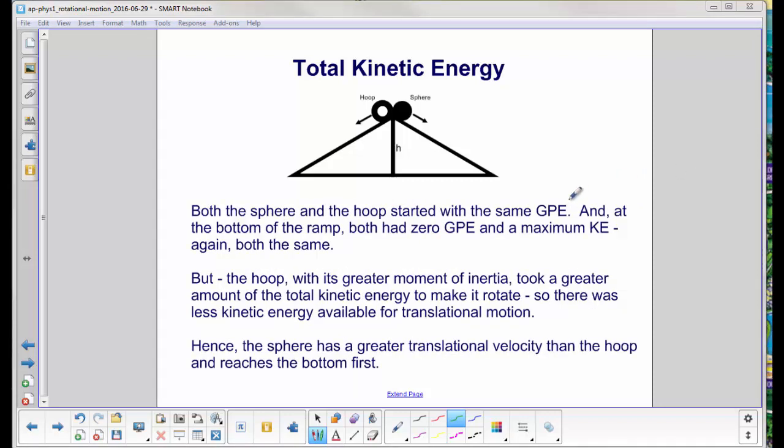Both objects started with the same gravitational potential energy. And at the bottom of the ramp, both had zero gravitational potential energy and a maximum total kinetic energy. Both the same again. However, the hoop has a greater moment of inertia. More of its mass is further away from the axis of rotation, which is right in the middle of each of these objects. So there was less kinetic energy available for translational motion. It took a greater amount of the total kinetic energy to make it rotate. Hence, the sphere has a greater translational velocity than the hoop and reaches the bottom of the incline first.